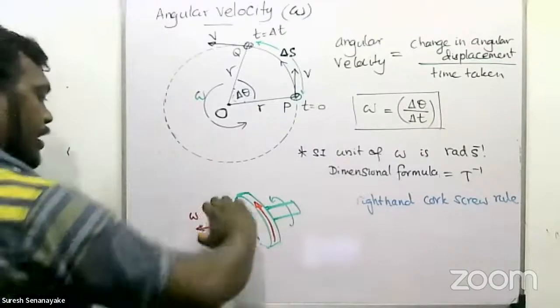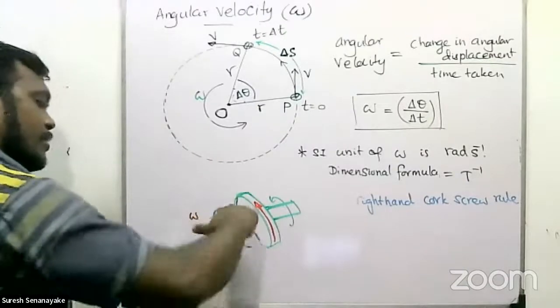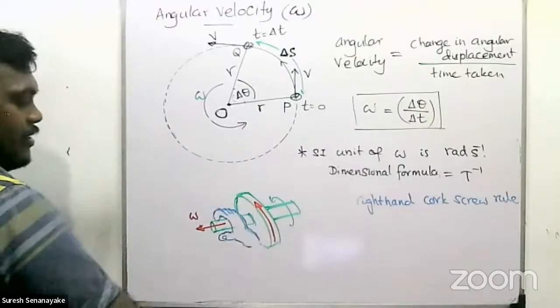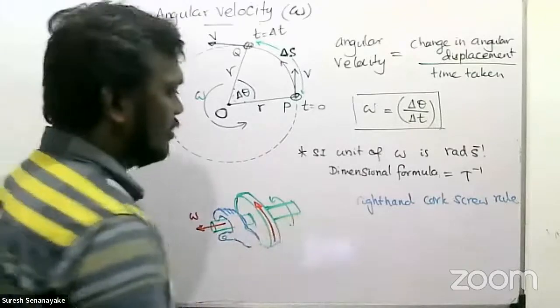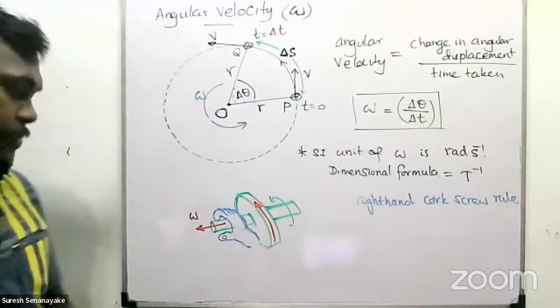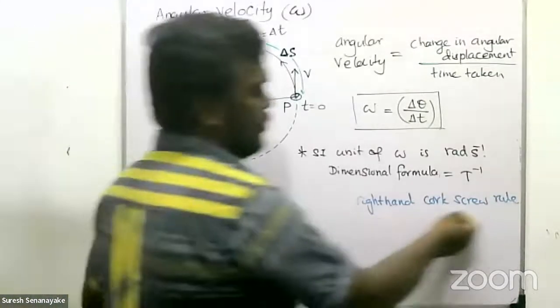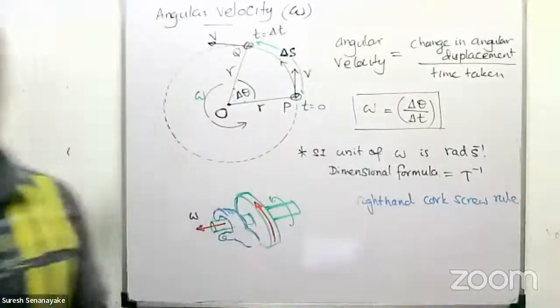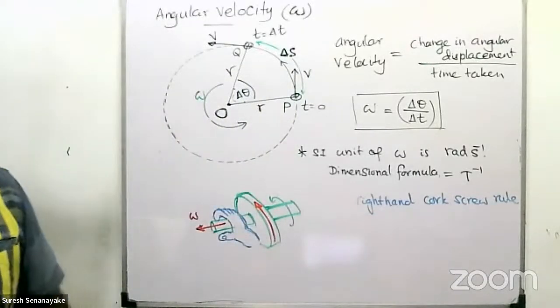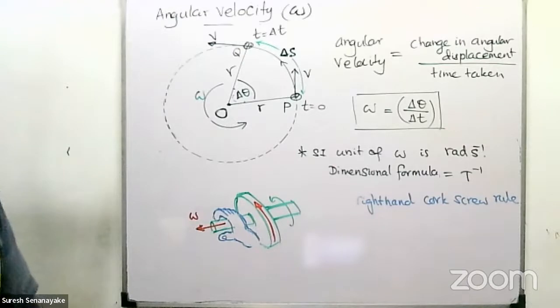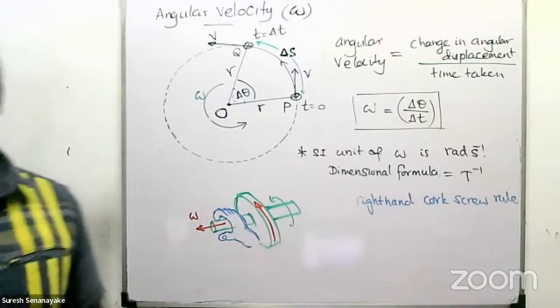You can see this angle is rotating in this direction. That's the omega direction. That's an axial vector, right? This is the right hand cork screw rule.